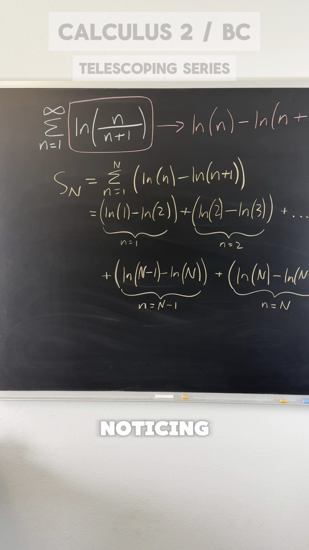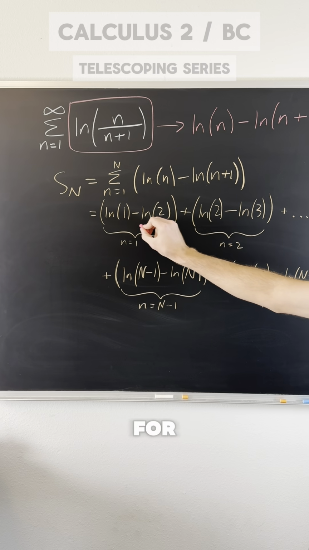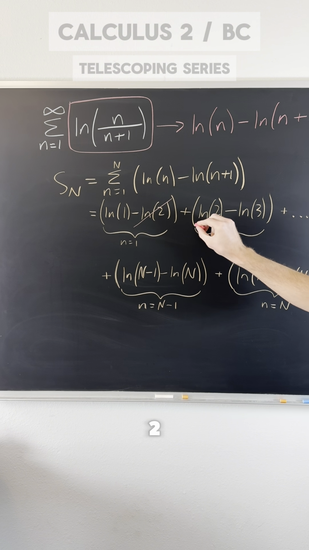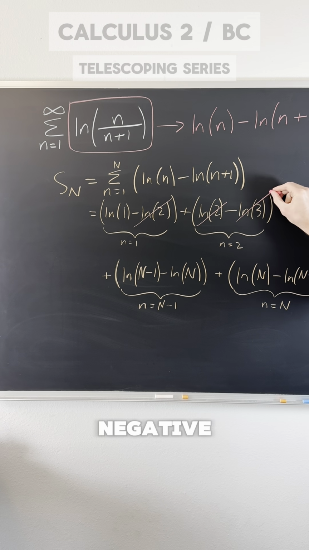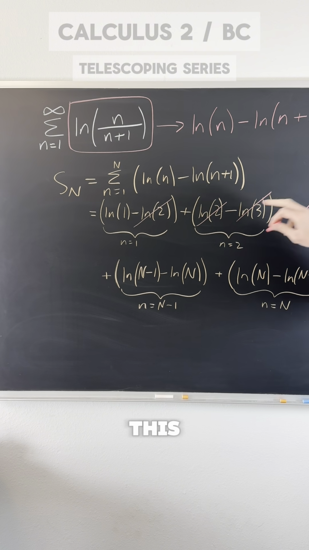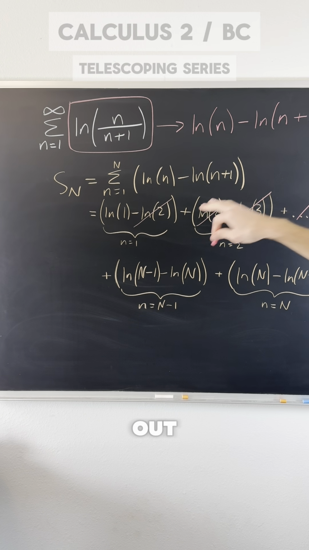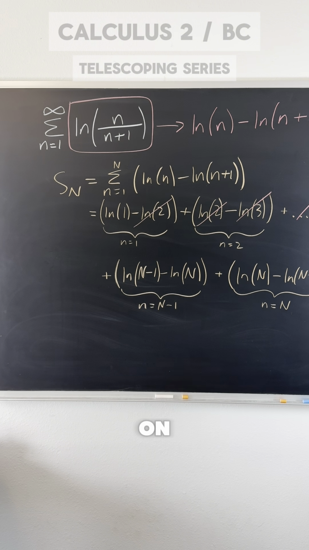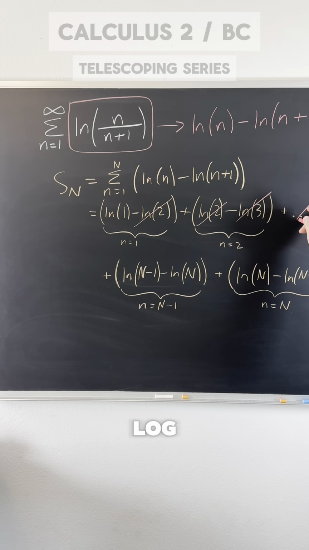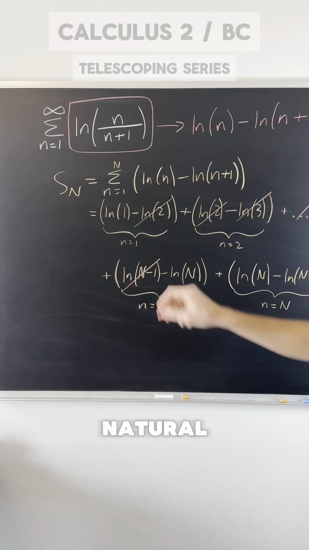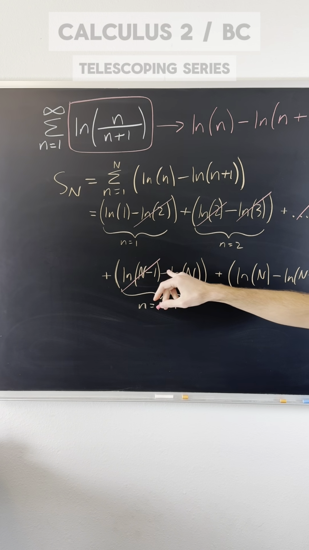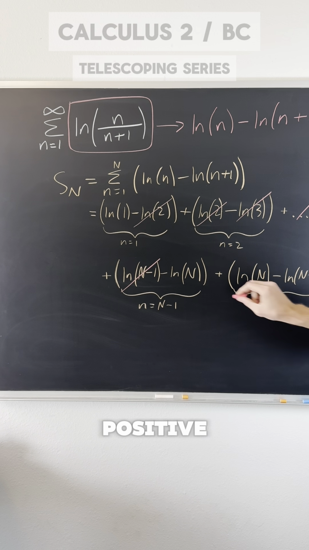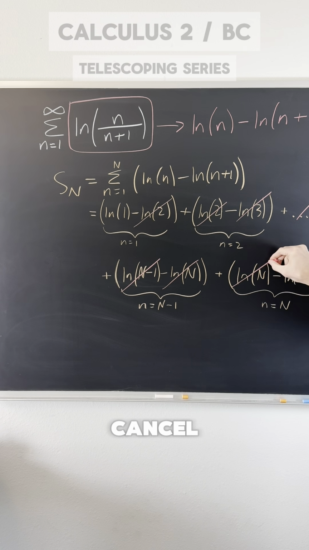What I should be noticing here is that there are terms that cancel out. For example, negative ln of 2, positive ln 2, negative ln 3, positive ln 3. This would keep canceling out term after term and so on. When we come around to the back end, we get natural log of n minus 1 canceling out with natural log of n minus 1. Negative ln of n, positive ln of n, we would see that these cancel out as well.